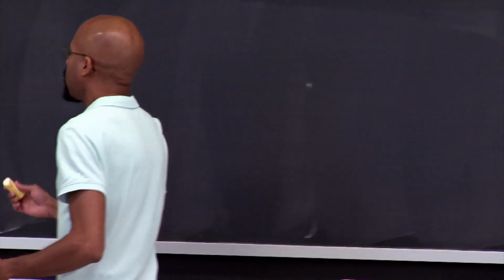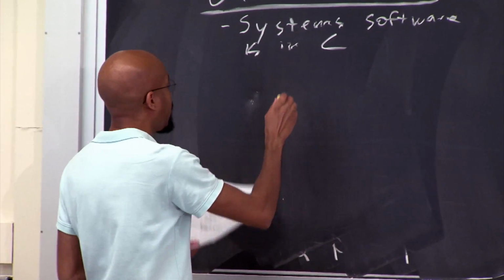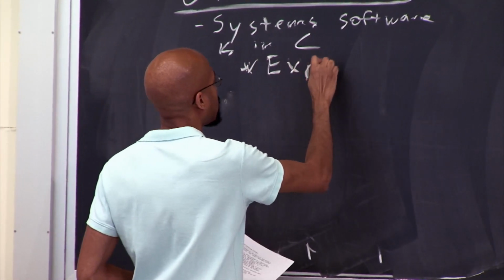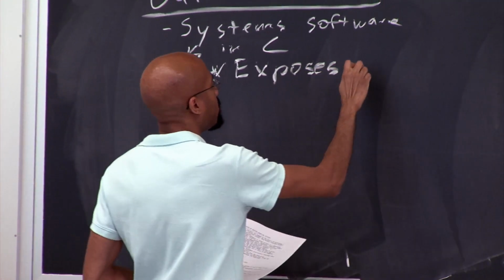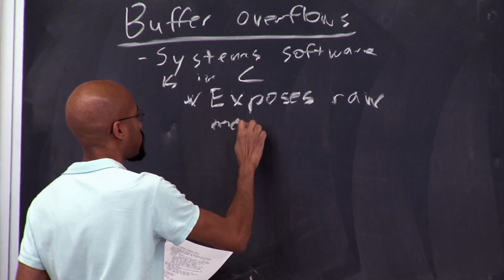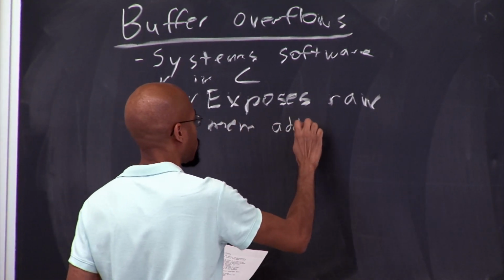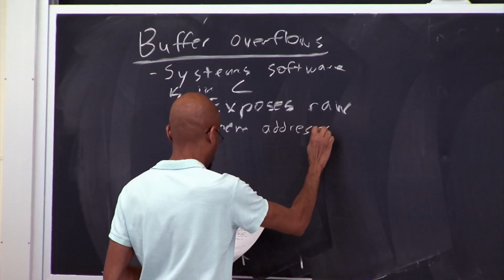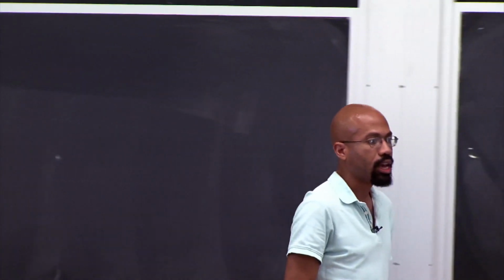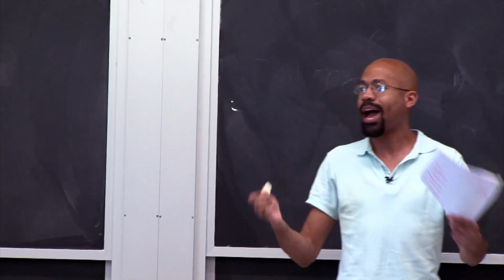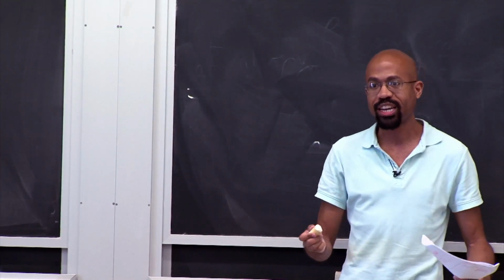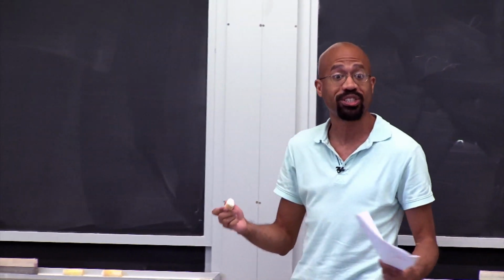Now, the problem with things being written in C is that C actually exposes raw memory addresses. Not only does it expose raw memory addresses, but it also performs no bounds checking when programs manipulate those raw addresses. And so as you can imagine, this is a recipe for disaster.